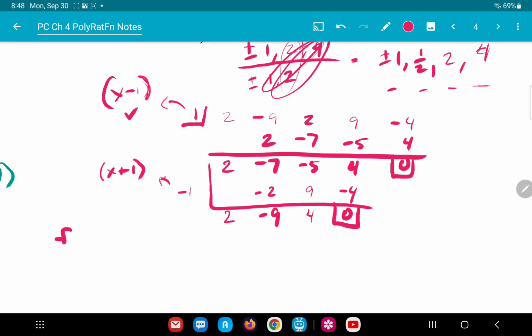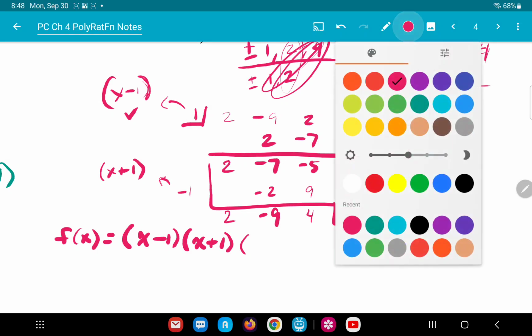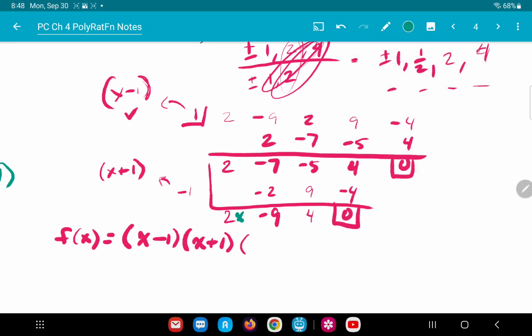So far, what do we have? We've got f of x equal to x minus 1, our first factor, times x plus 1, our second factor, times our third one, which, keep in mind, is a trinomial of x squared, x, and a constant. Since we started off with x to the fourth, we brought it down to x to the third, and now we're at x squared. So I'm just going to go ahead and write it as 2x squared minus 9x plus 4. And let's see if this is factorable.